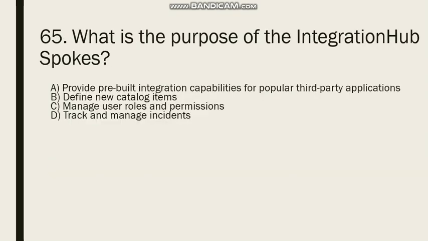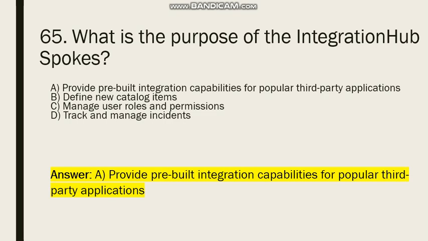65. What is the purpose of the Integration Hub spokes? A. Provide pre-built integration capabilities for popular third-party applications. B. Define new catalog items. C. Manage user roles and permissions. D. Track and manage incidents. Answer: A. Provide pre-built integration capabilities for popular third-party applications.